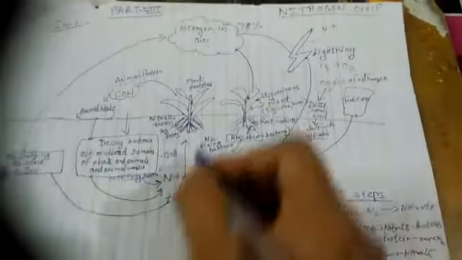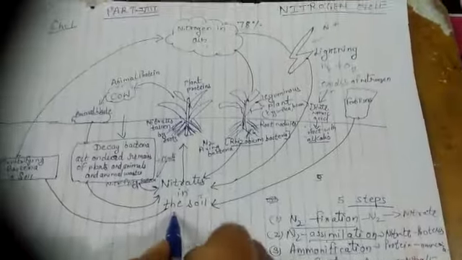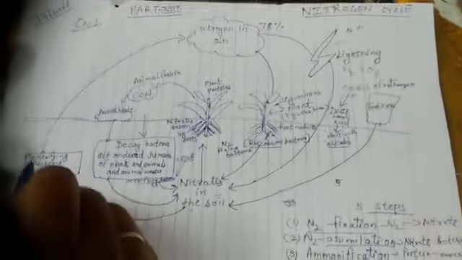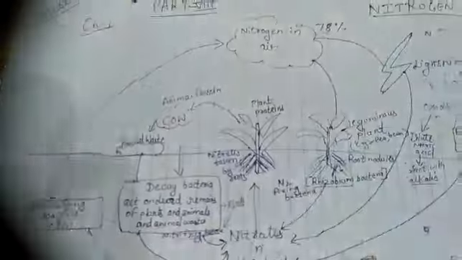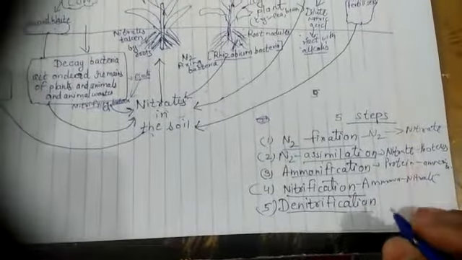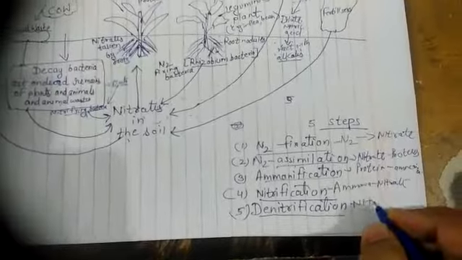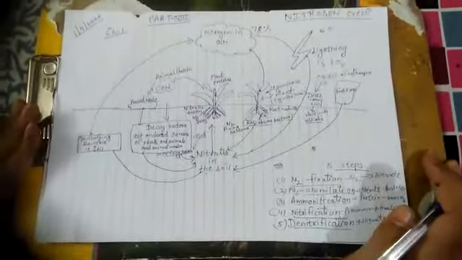Now nitrate is again made in the soil. Some of the nitrate is absorbed by the plants, and the rest of the nitrate, with the help of denitrifying bacteria in the soil, goes back into the atmosphere. So this is called denitrification. What happened in the denitrification process? This nitrate is converted back into nitrogen. So this process is called denitrification. This is the whole cycle by which we can see our nitrogen cycle. Thank you.